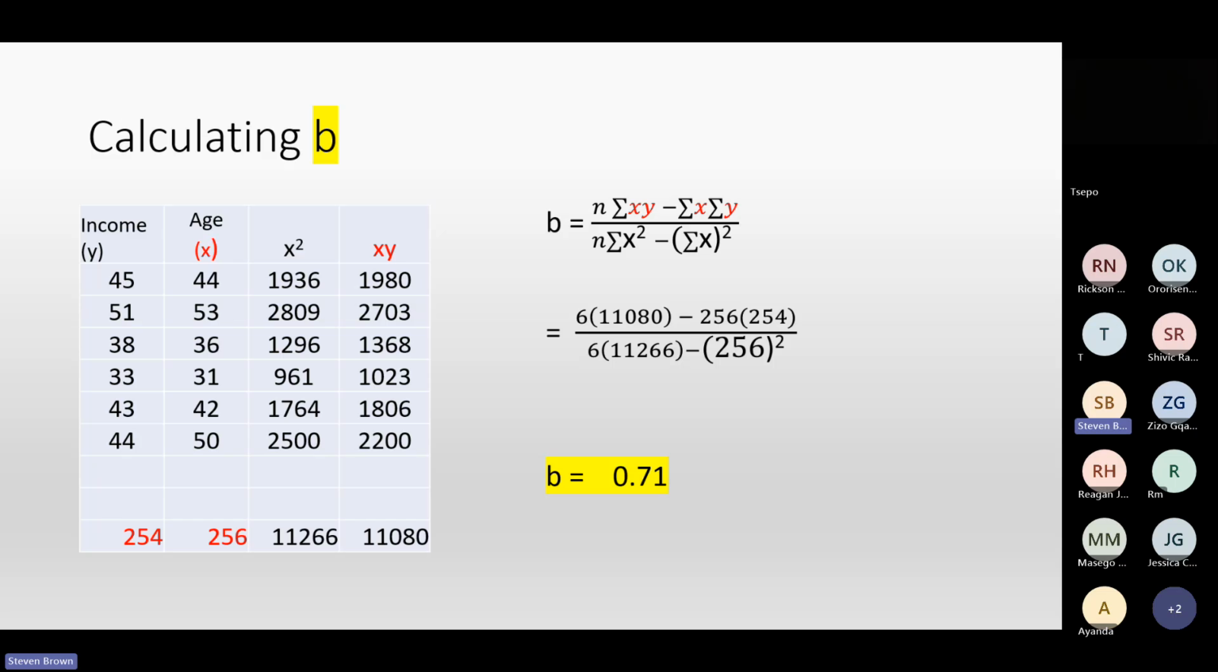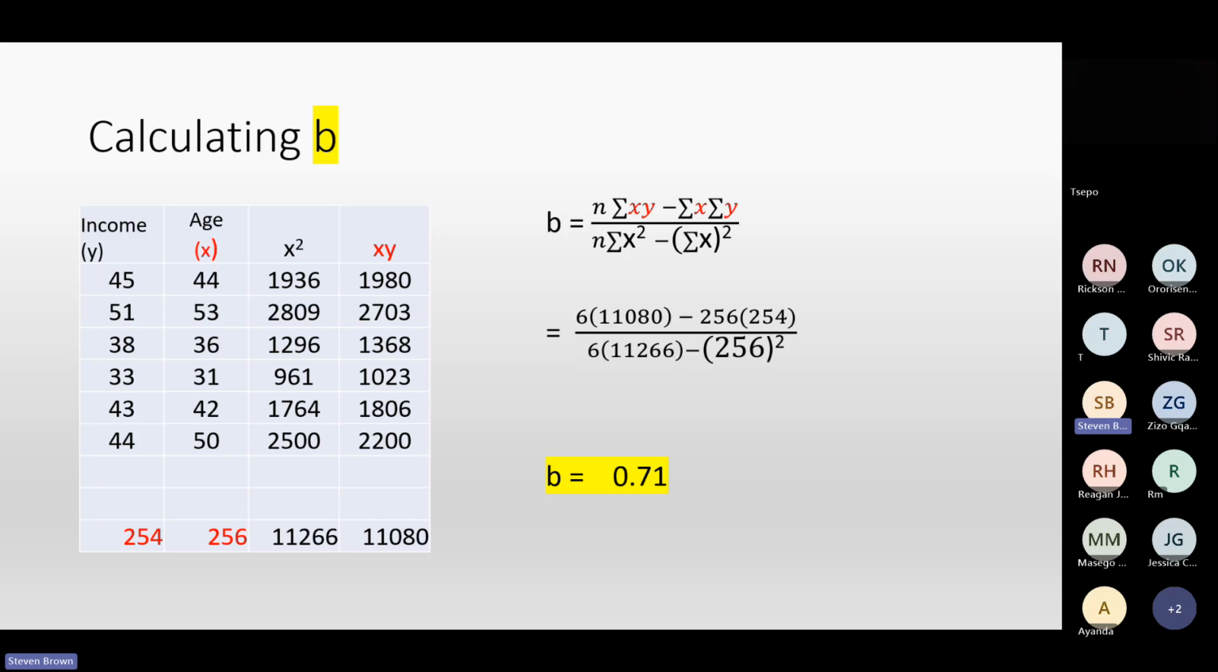On the bottom, we've got 6 sigma x squared. Now here's two things here, class. You've got to remember, there's sigma x squared. What does sigma x squared mean? Remember, please, from that previous example I showed you with variance and standard deviation, sigma x squared means take each x and square it, and then sum it. So we have 11266 when we have taken each x and squared it.